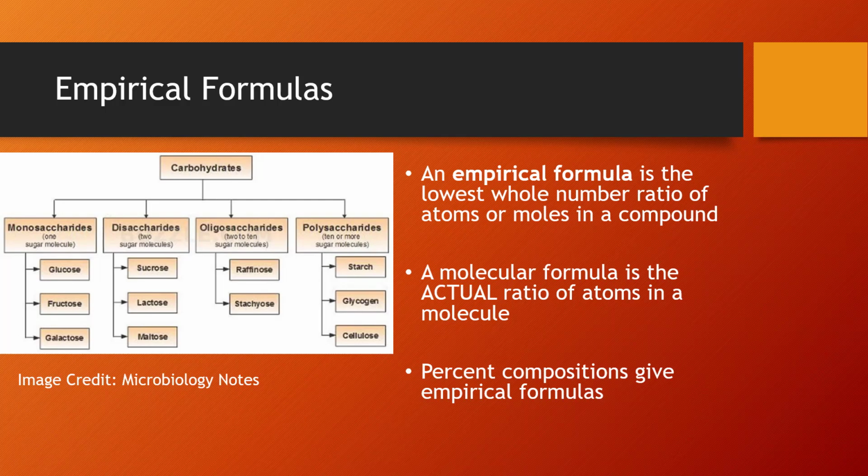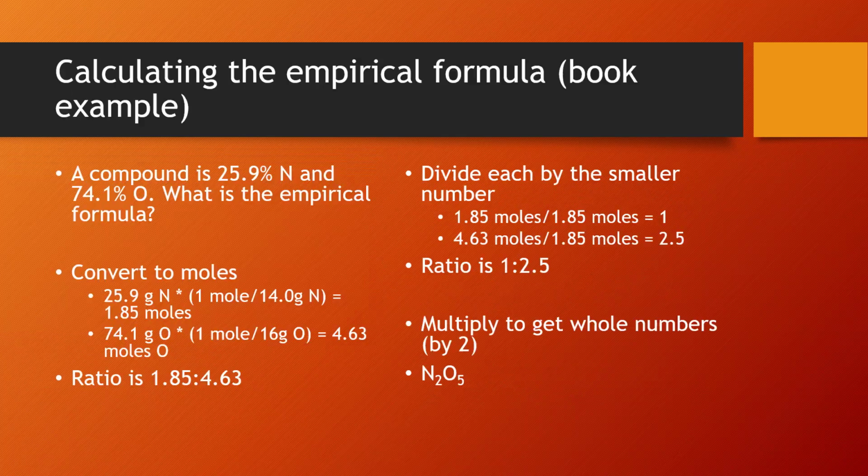So we see some examples of carbohydrates. Most carbohydrates end up having the same or very similar empirical formulas because of the way that they're made of polymers out of the glucose monomer. So let's calculate an example here from the book. You have something that's 25.9% nitrogen and 74.1% oxygen. What's the empirical formula? So first you're going to convert that to moles.